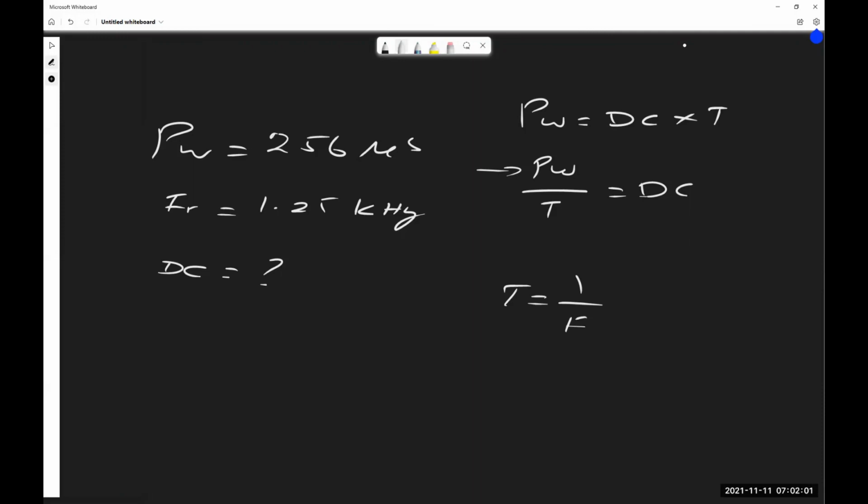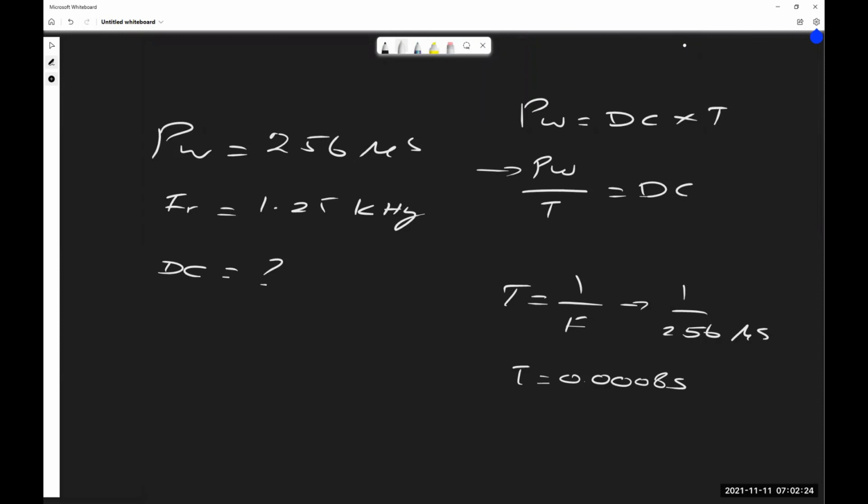So we know the frequency is 1.25 kilohertz. With this, you will find the time as 0.0008 seconds. You can convert it to microseconds if you want, but I'm just going to leave it at that.